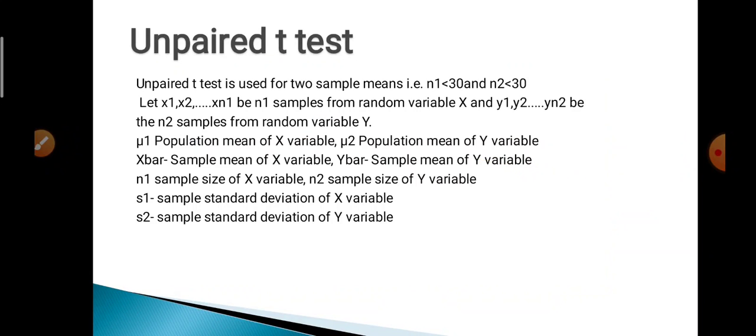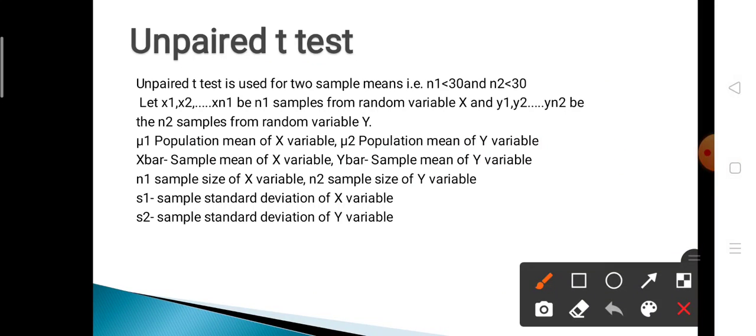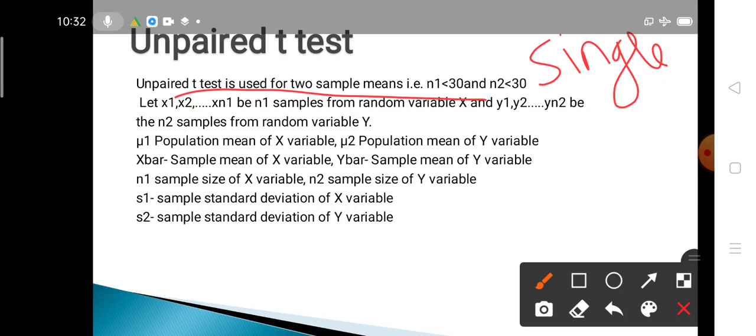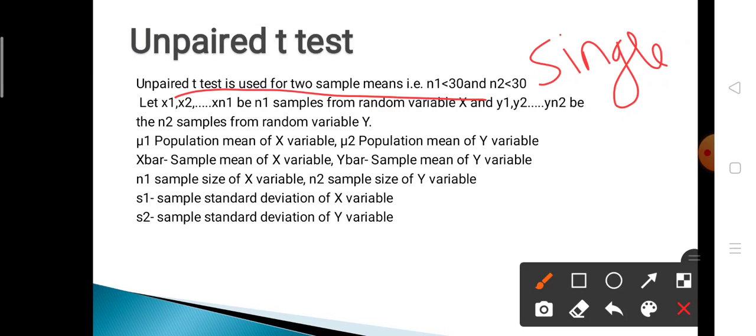So the unpaired t-test is used for two sample means. That means it is used to test the population mean for two samples. But the Z test and student t-test are used for testing the population mean for a single sample. Here the unpaired t-test is used for testing two sample means.